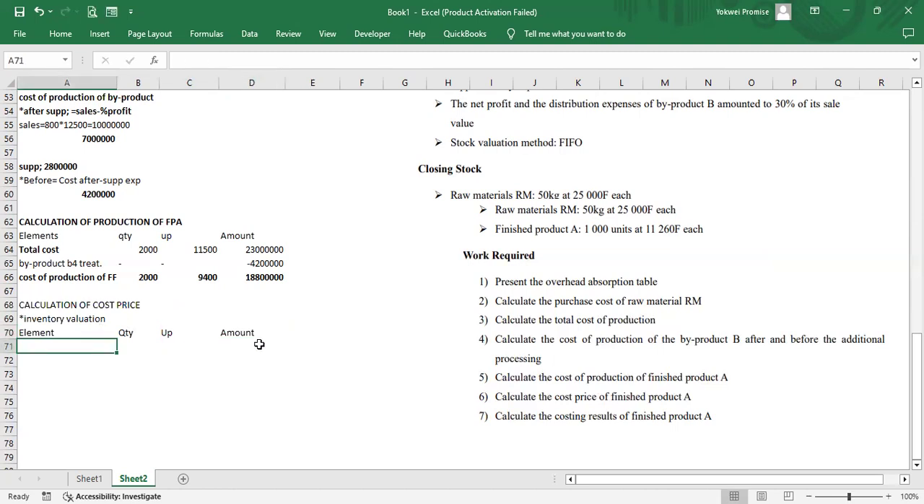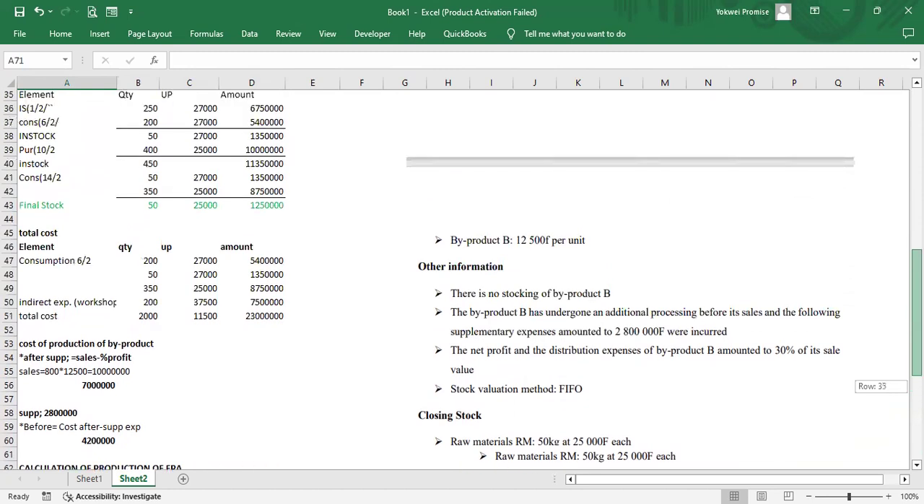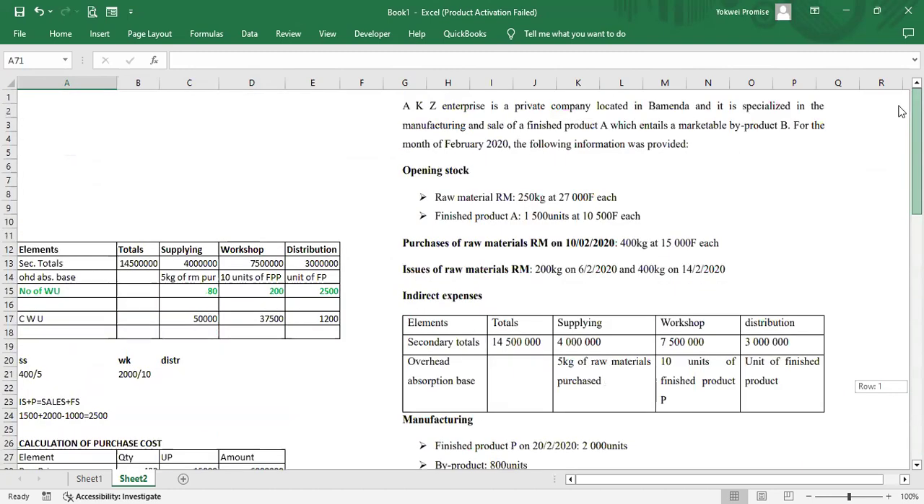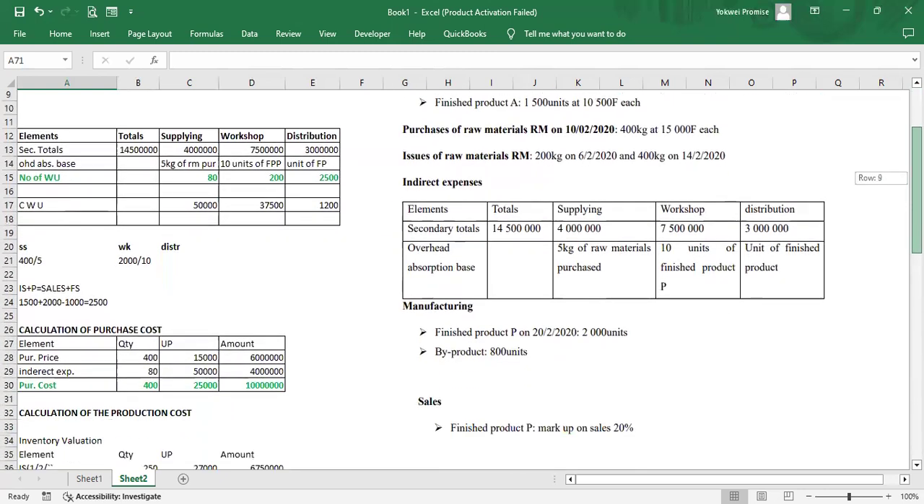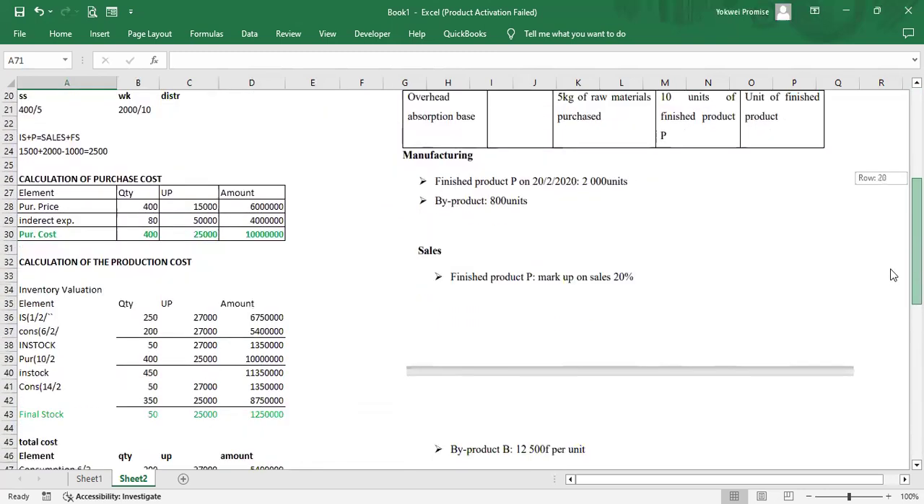So with the inventory valuation now, we look at the opening stock, if in case we have it. For finished product A, the opening stock is 1,500 units. That's on the 1st of January, right? Or the 1st of February. Yes, sir, it should be February. We were talking about February here.